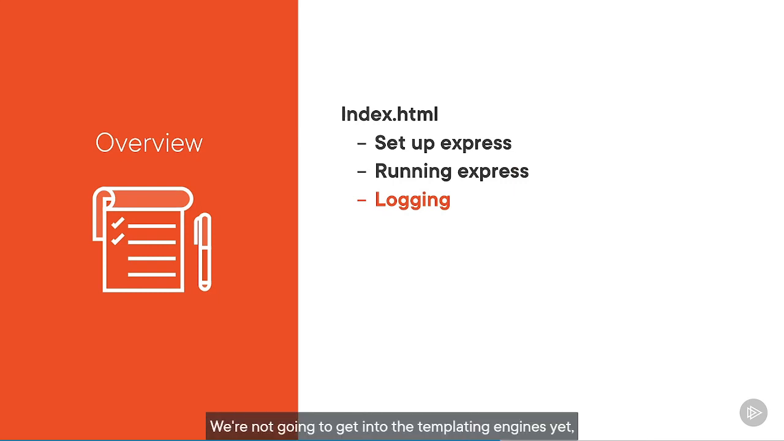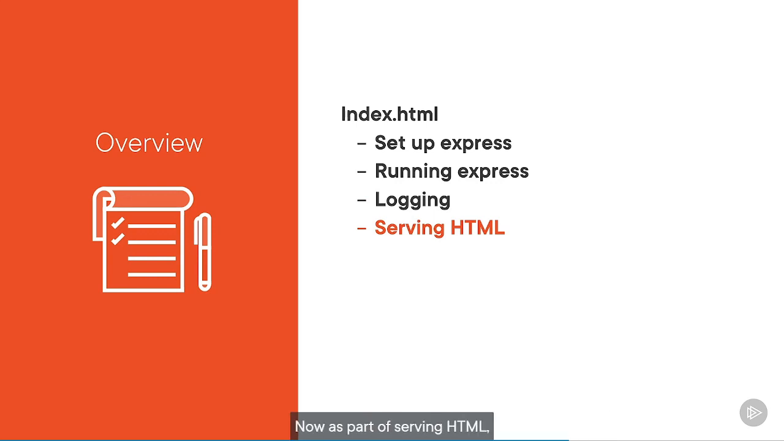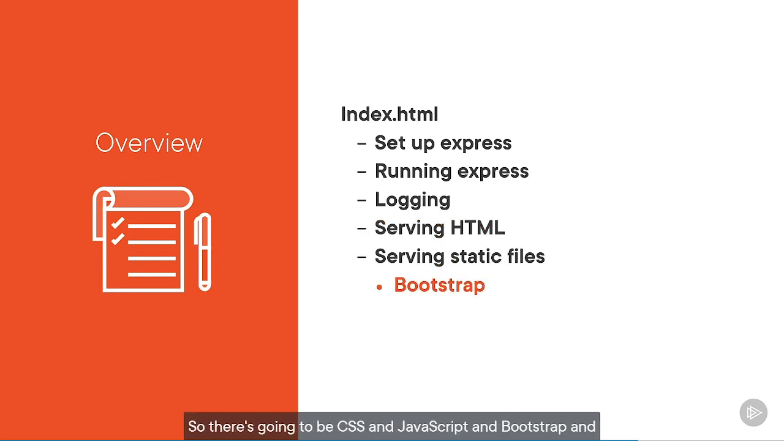Then we're going to serve up HTML. We're not going to get into the templating engines yet, but we're going to serve straight up HTML and get that to work. Now, as part of serving HTML, if you want to use HTML and you want it to look good, there's always going to be other files. So there's going to be CSS and JavaScript and Bootstrap and some other things in there. So we'll have to serve static files as part of that. So we'll talk about the process of serving static files for CSS and JavaScript and just how to make that work in the context of the Express application.